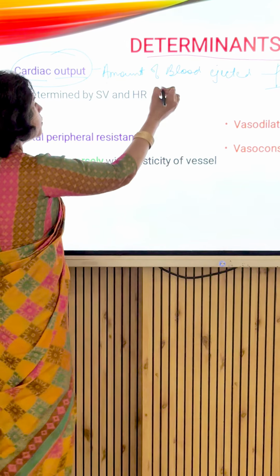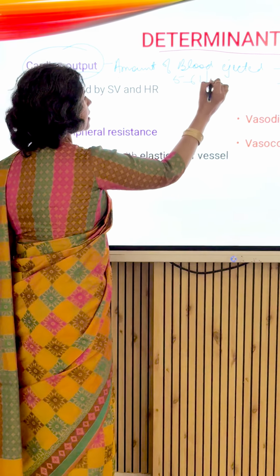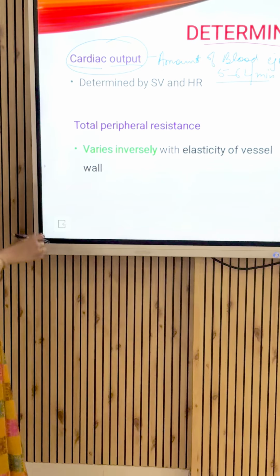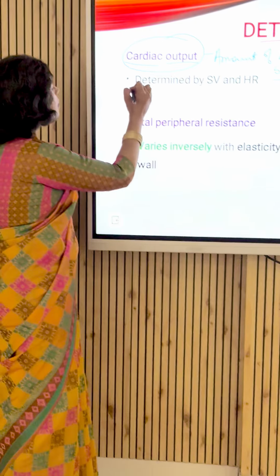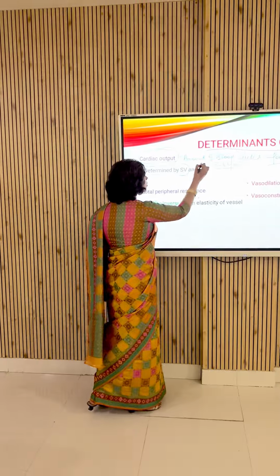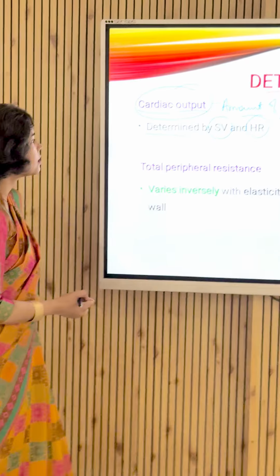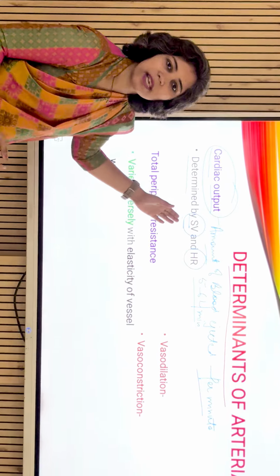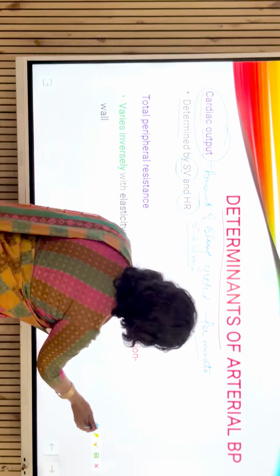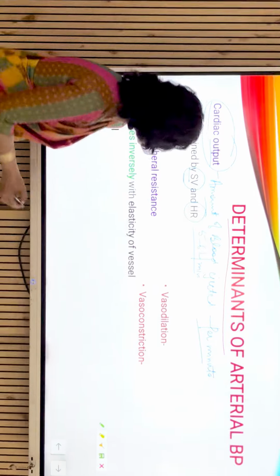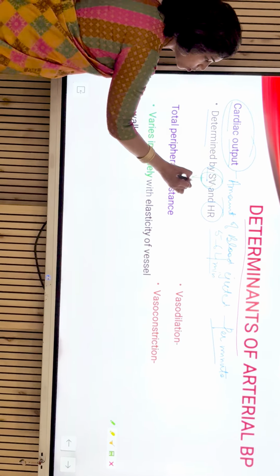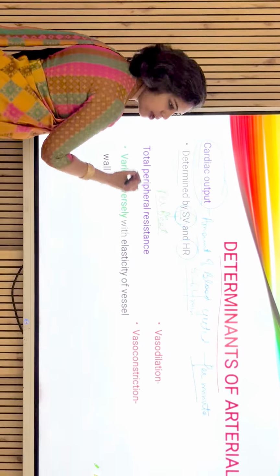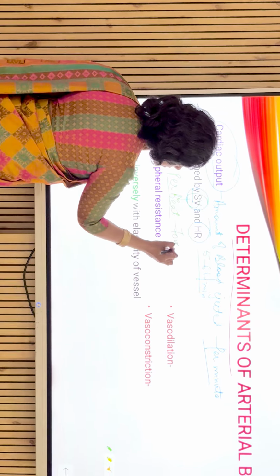And the normal value is around 5 to 6 liters per minute. So this output from the heart is determined by two things: stroke volume and heart rate. So what is stroke volume? Again, the definition lies in the name. The amount of blood that is ejected out of the heart per stroke, meaning per beat, is called stroke volume, and the normal value is around 70 ml.